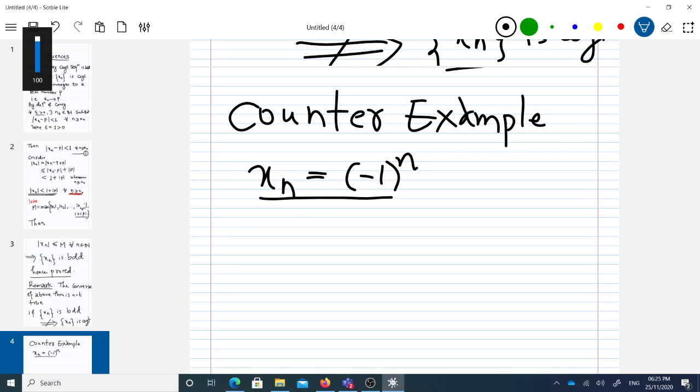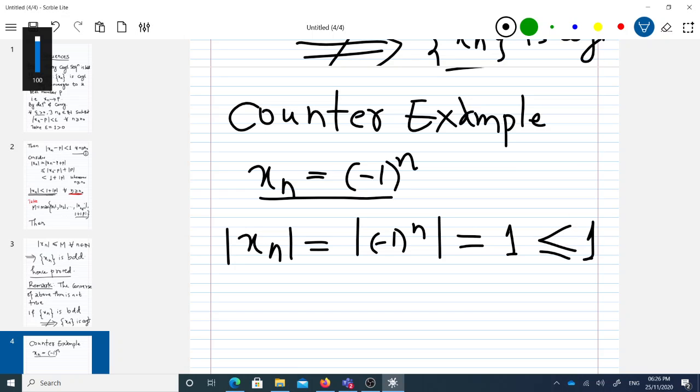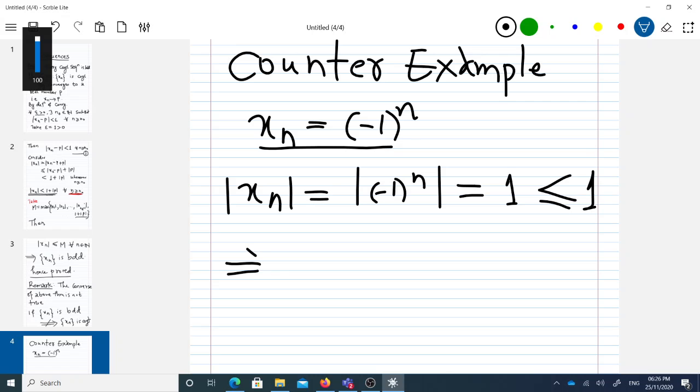Is this bounded? What is the modulus of xn? Modulus of xn is modulus of (-1) to the power n, so it is clearly 1. Since it is a constant, it is always less than or equal to 1. So modulus of xn is less than or equal to 1, which implies the sequence xn is bounded.